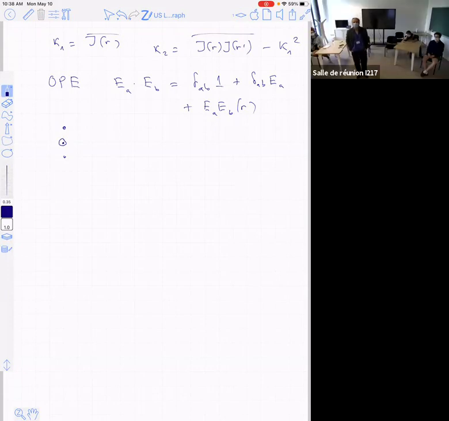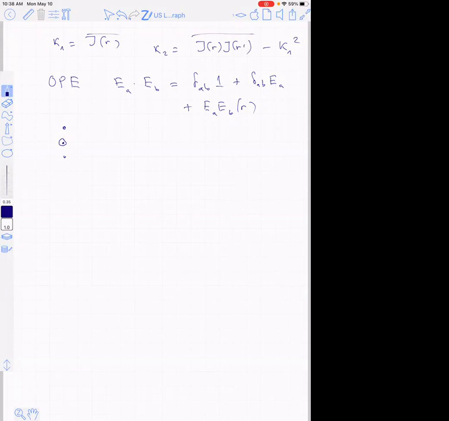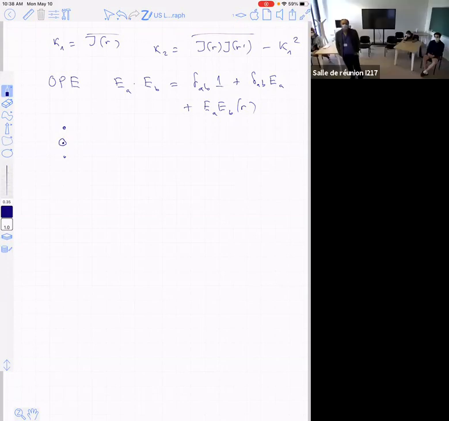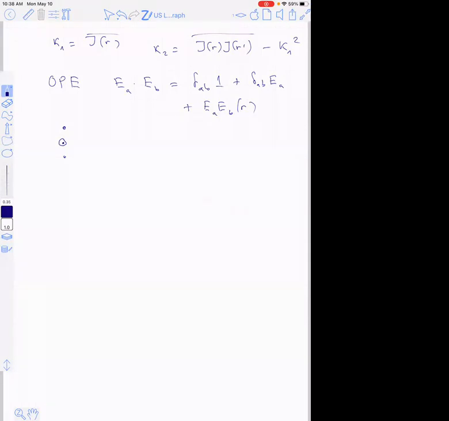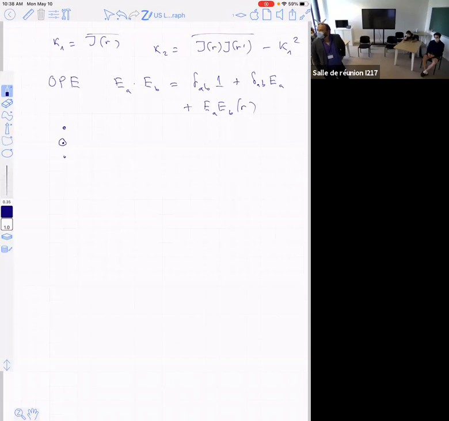Sorry, Ilya, maybe you want to answer a chat question? Yes, I can read it to you if you want. Yeah, go ahead, please. It seems that for the correlation functions you showed before, you average over ensembles before averaging over the disorder. But here you are averaging over the disorder first for the partition function. Does the sequence matter here?